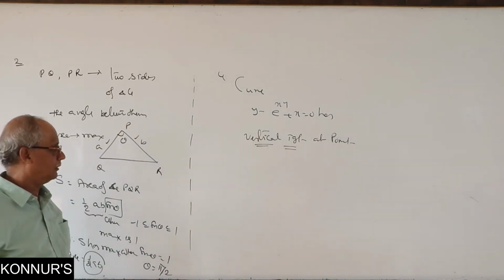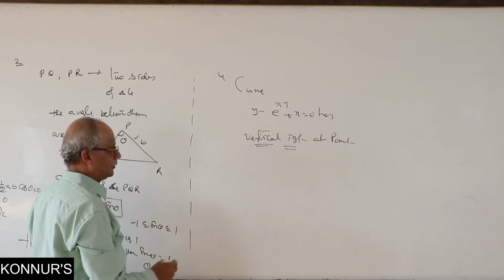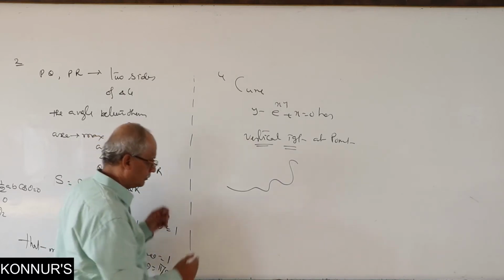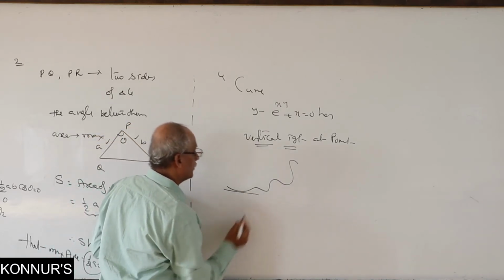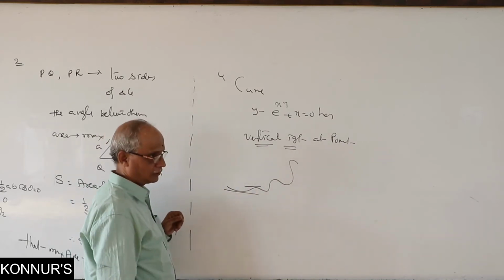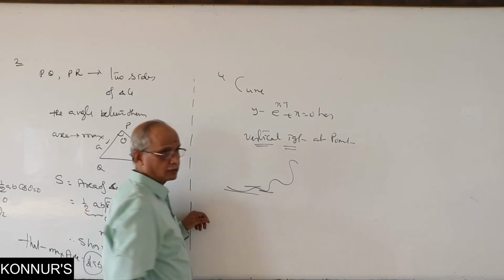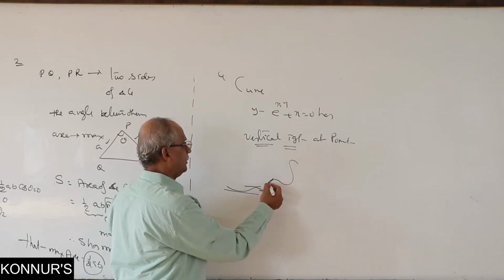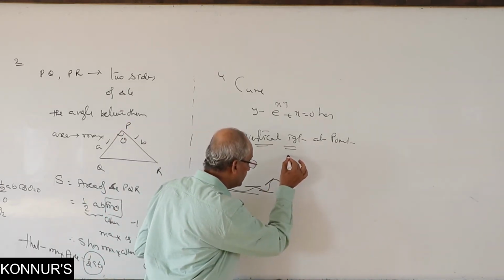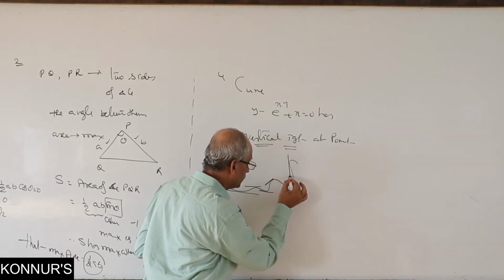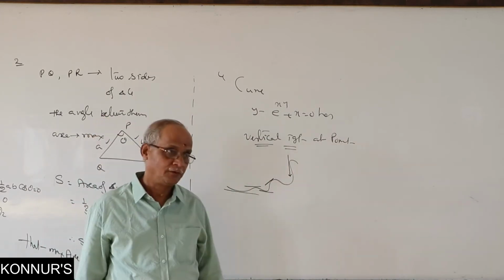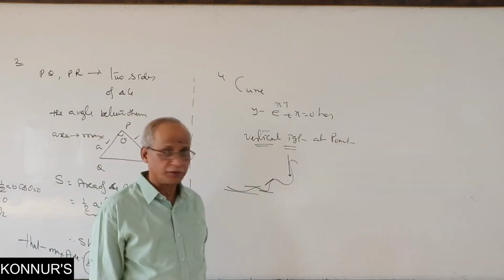What is the meaning of vertical and horizontal? You draw one curve, suppose any curve is drawn. This is a tangent parallel to the x-axis. This is a tangent parallel to the x-axis. This is parallel to the x-axis. This is neither parallel to x nor y. But here, if I draw one tangent, now you see, this is a vertical tangent. Vertical in the sense parallel to the y-axis.